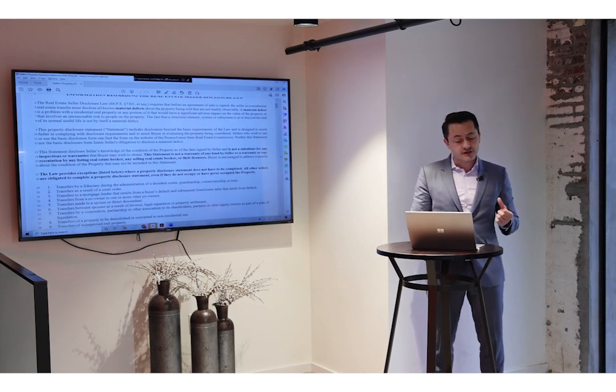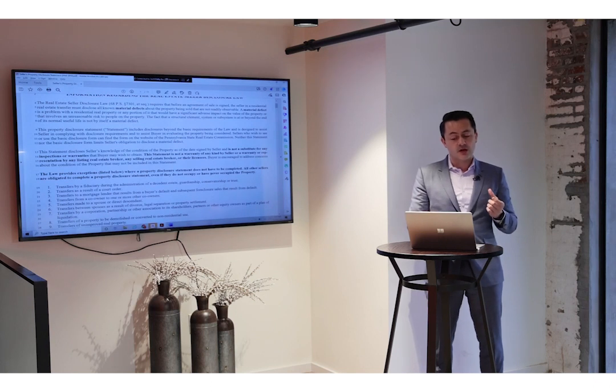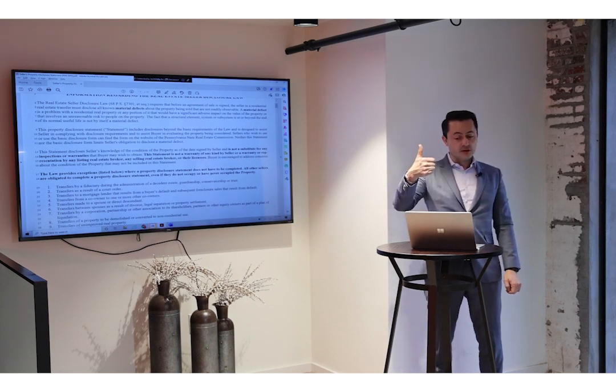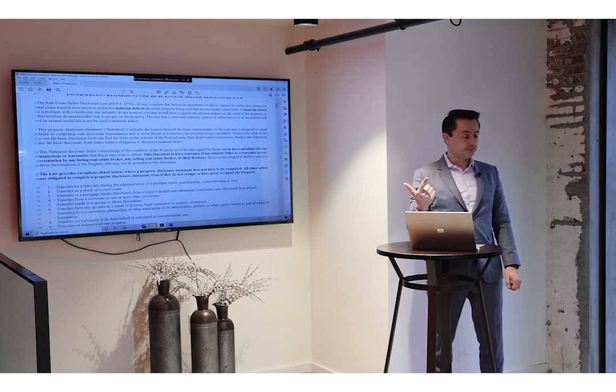A material defect is a problem with a residential property or any portion of it that will have a significant adverse impact. That's the key word right there. Adverse impact on the value of the property or that involves an unreasonable risk to people on the property. So first, it must affect the value and be a risk to the people living in the property.